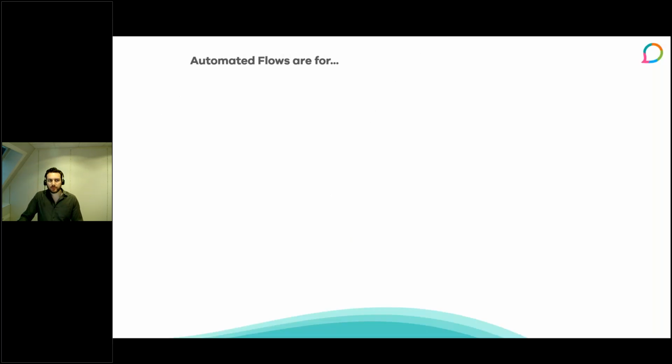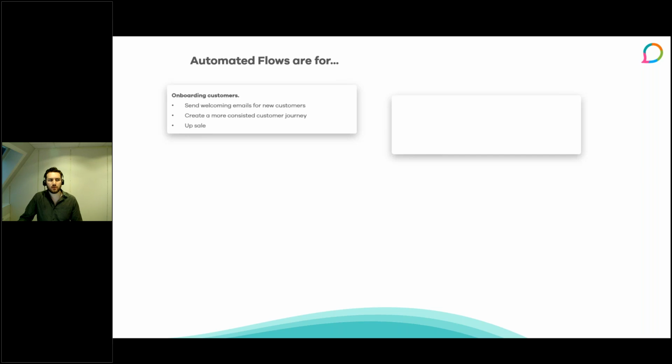A few examples that automated flows can be used for is, we already talked about the one, onboarding customers. So we could, for example, send a welcoming email for new customers. We could create a more consistent customer journey, or even do some more upselling. It's much easier to do upselling when they have first bought something. It can also be used for preventing churn.